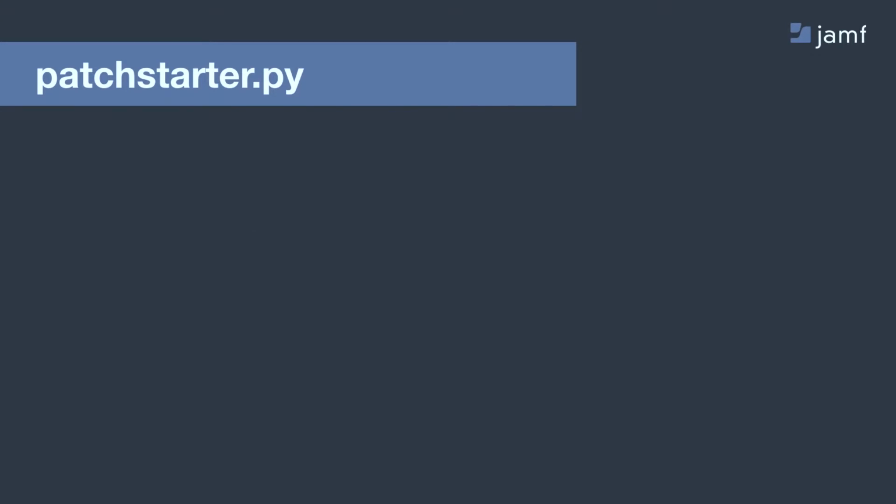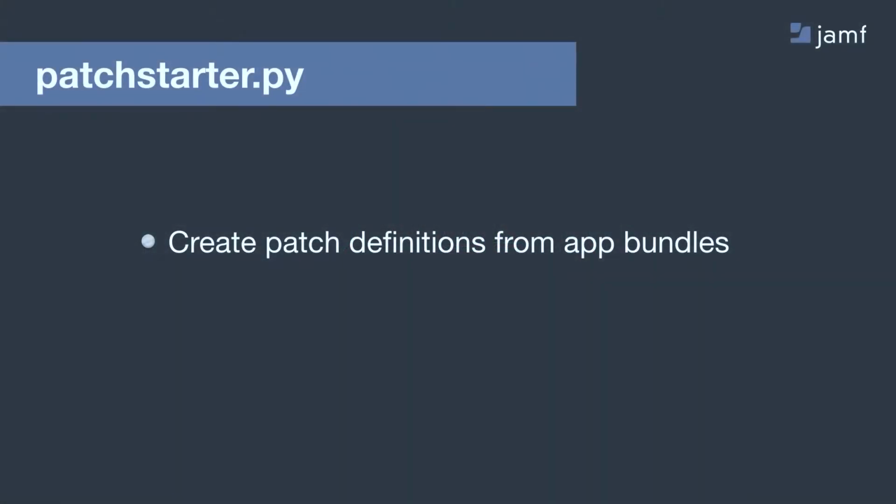So, patchstarter.py, the originator of this whole thing. It was my first go at a basic script to generate patch definitions. And for its purpose, it actually has served pretty well so far. It generates patch definitions from existing application bundles. So you have the script on your computer, you have the application on your computer, you point it at the path to that application, and it spits out the definition for you.